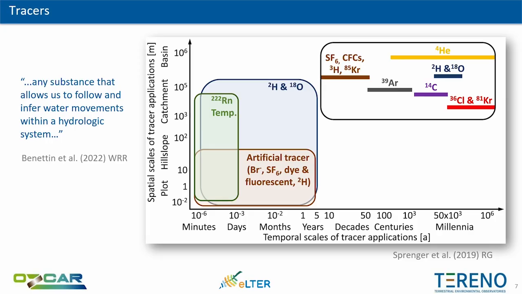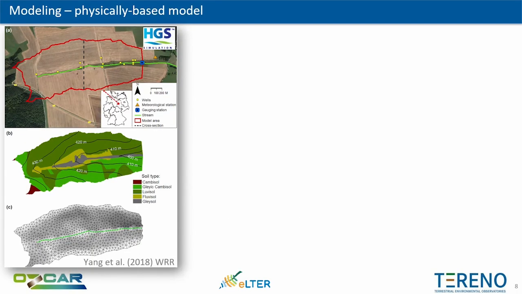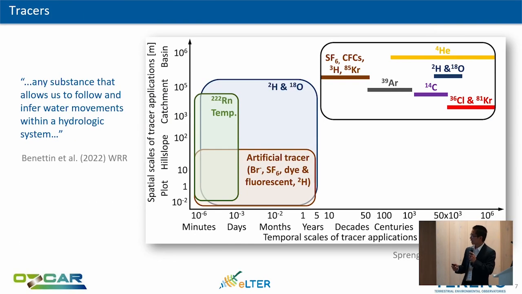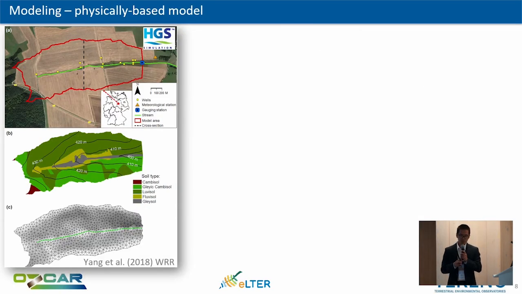The use of tracers to infer the transit time also depends on the spatial and temporal scale of interest. The ideal tracer should be easy to quantify in the inflow and outflow, and the result from tracer data should be combined with a model to infer the transit time, which I will introduce later. We can also use a physically based model to estimate the transit time.